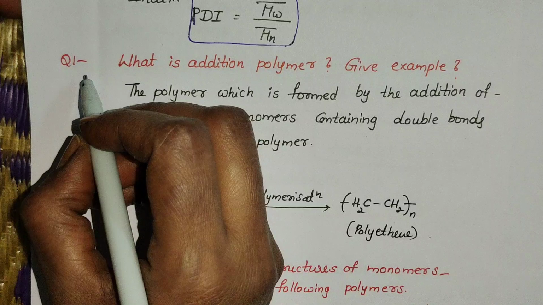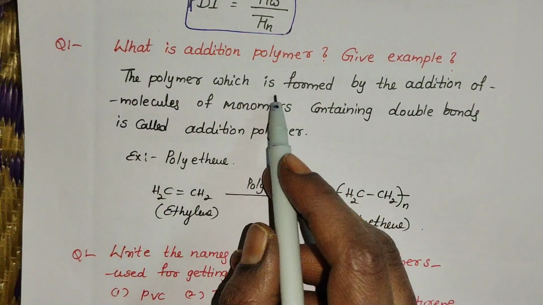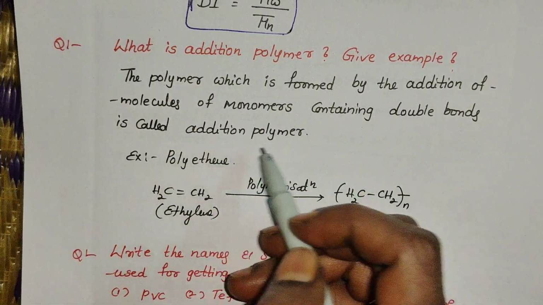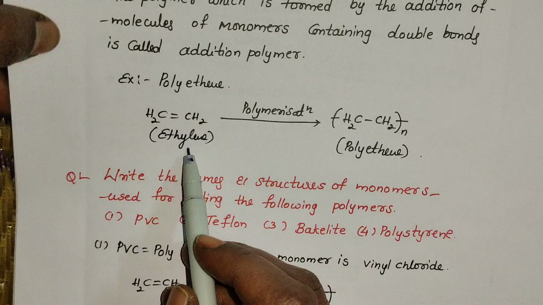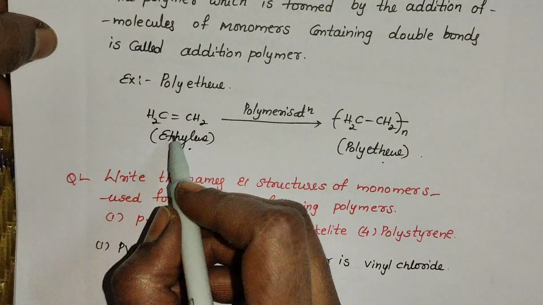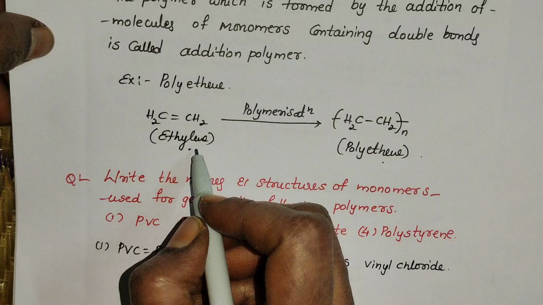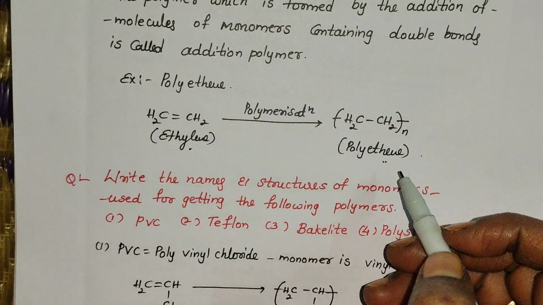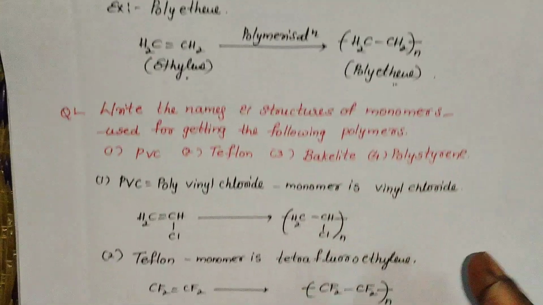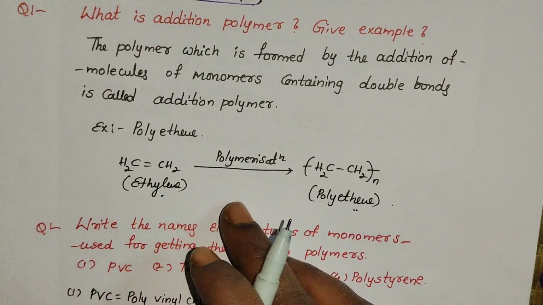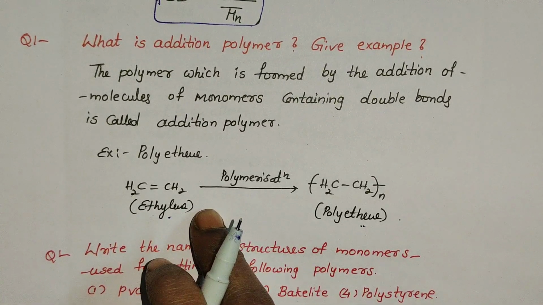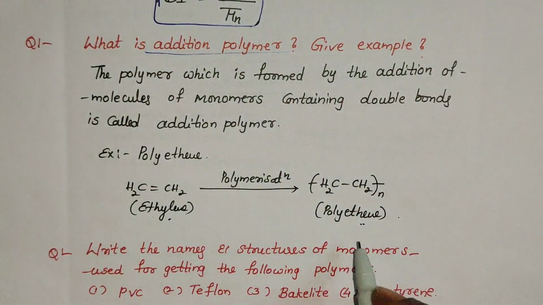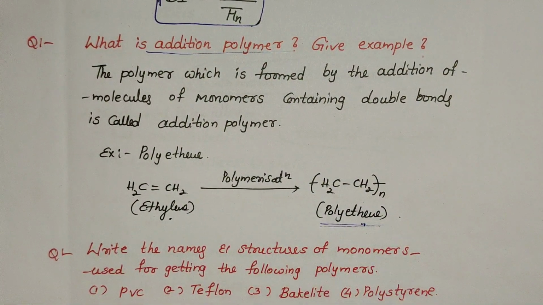Okay, next, what is an addition polymer? Give an example. The polymer which is formed by the addition of molecules of monomers containing double bonds is called an addition polymer. Example, polyethylene. Ethylene is converted into polyethylene. Okay, so a number of ethylene molecules are joined together, added together, and form a big molecule, that is a macromolecule, that is nothing but polyethylene. Okay. Next, in an addition polymer there is no loss of molecules, but in condensation polymerization, small molecules are eliminated, whereas in addition polymerization there is no loss of molecules. It is an important bit for the MSET also.